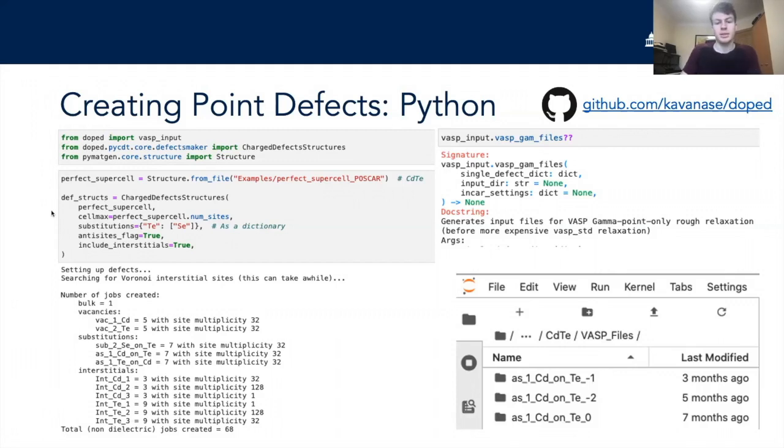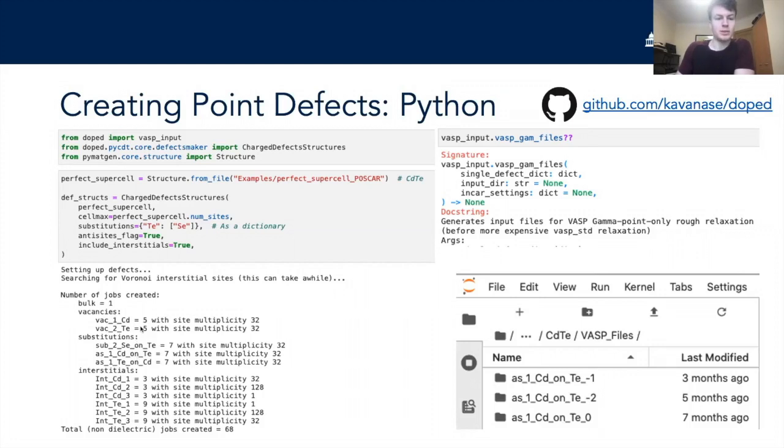Python class with arguments specifying things like the maximum number of atoms in your supercell. This is just if you initially fed it a primitive structure and wanted it to generate your supercell for you. You can specify specific extrinsic substitutions, so in this case, saying that you want to allow the selenium on tellurium substitutions. There are also some other flags to include or exclude some types of defects. So if you want to exclude antisites or interstitials, you can do that too. And it'll then output all these defect structures for your given initial bulk structure.